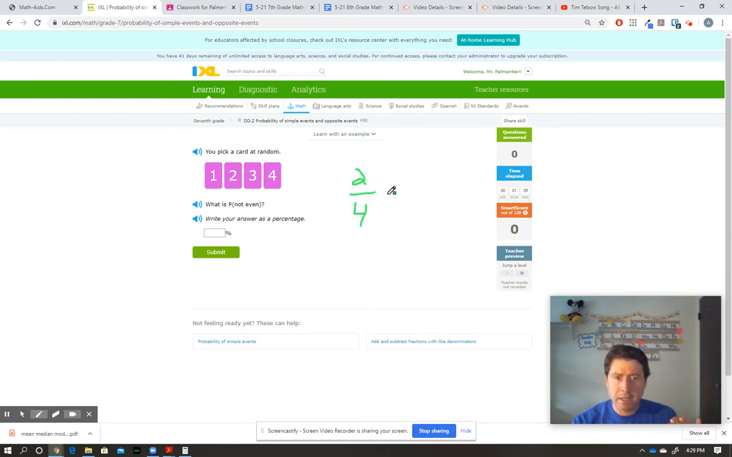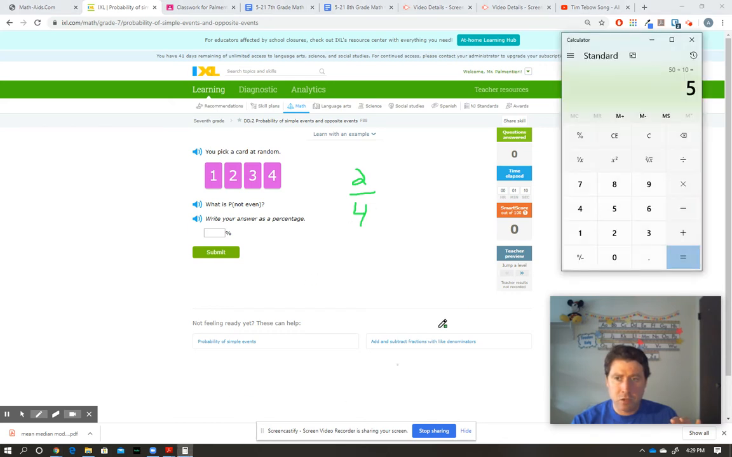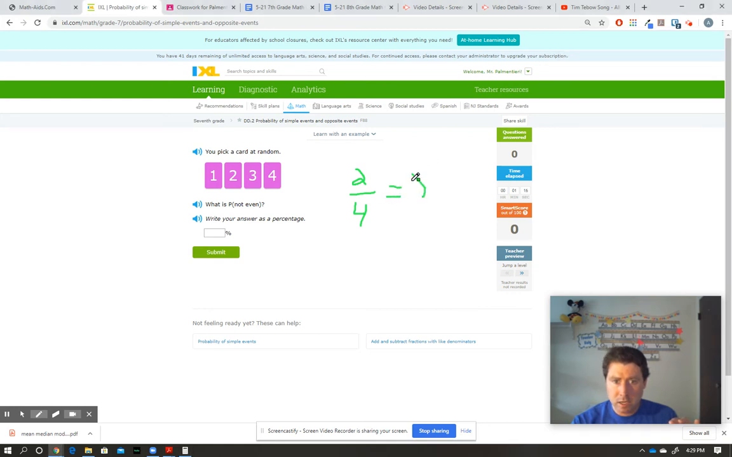Now if you think about it, 2 out of 4, you can do this one of two ways. You could go to the calculator, you could do 2 divided by 4, and then you could turn this into a percentage. And some of you are already saying, Mr. P, I already know this is 50%. But you move it 2 places to the right, and yes, your answer is going to be 50%. All right, so you have a 50% chance of picking a number that's not even.